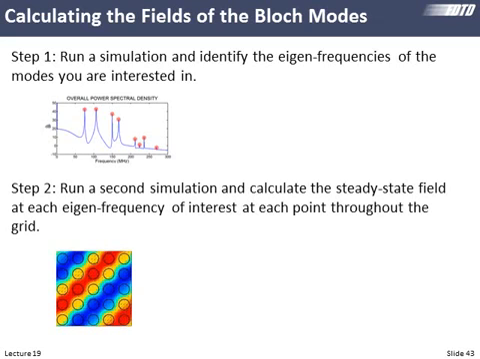Or maybe there's even more than one frequency. Maybe we want to calculate what the Bloch modes look like for all of those points. So we do that. And then once we have the steady state field at all the frequencies we're interested in, we can just display that, and we'll get something like this, which is a Bloch mode in a periodic structure. We can see that we have a wave nature, red, blue, etc., but there's bumpiness to it, which we expect.